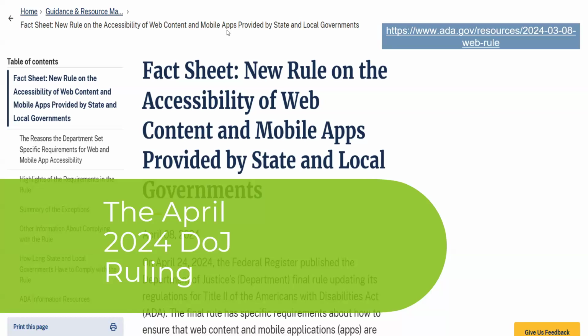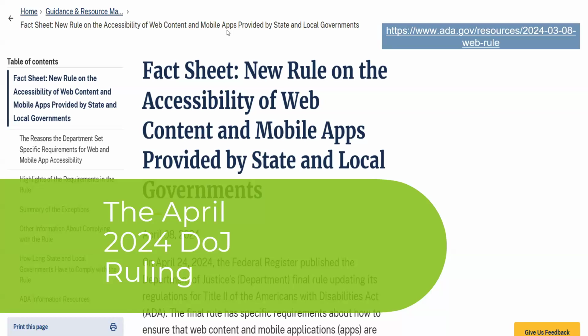And in fact, you can see here at the top of the screenshot that this is the fact sheet, new rule on the accessibility of web content and mobile apps. So if you have a mobile app for your library, this also applies, along with anything else that you access via the internet. But this did two really important things, and it was the source of why I was getting so many phone calls.